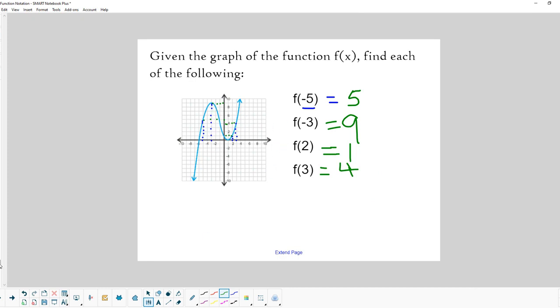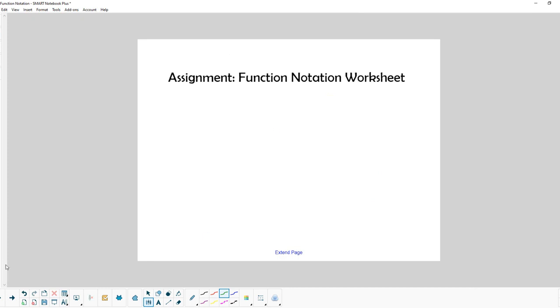So the assignment will have those kind of problems on it, and it's called Function Notation Worksheet. So we'll have a worksheet for you to work on.